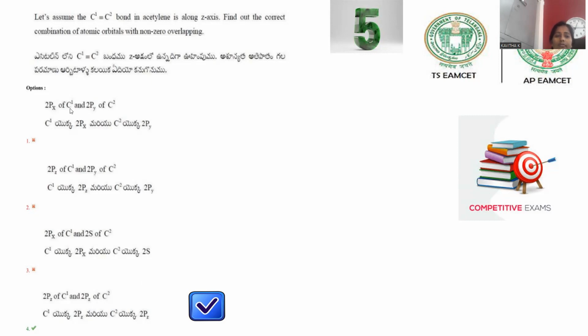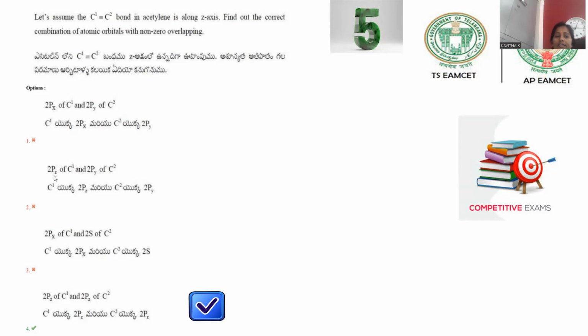2px of C1, 2py of C2. Whenever we are taking the x-axis and y-axis, they are not lying on the same linear axis, right? So we can cancel it out. 2px and 2py are not lying on the same axis. It will not give the linear structure of acetylene. So cancel out.